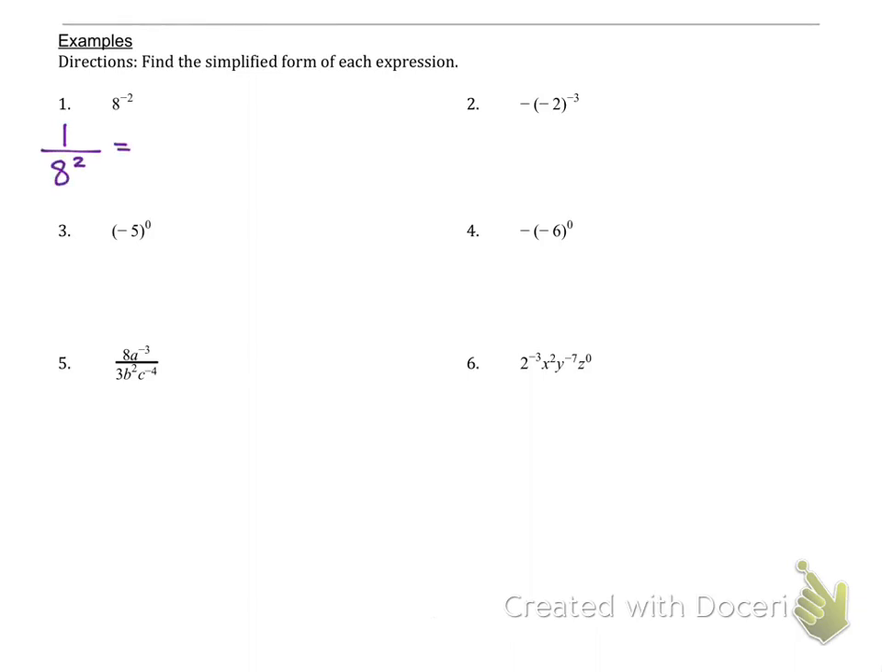And then I'm going to simplify this further. 8 squared is 8 times 8, which is 64. So your simplified answer is 1 over 64.